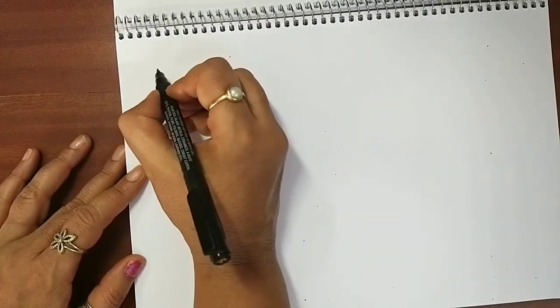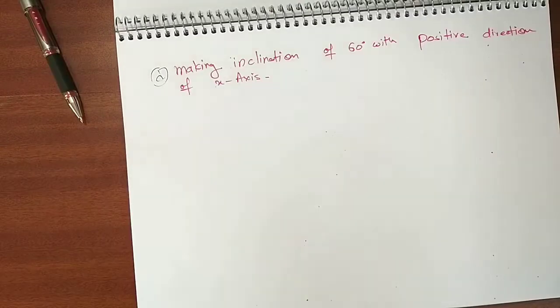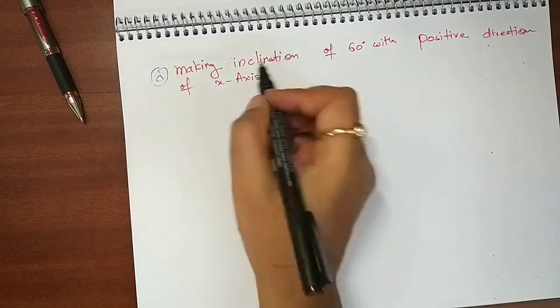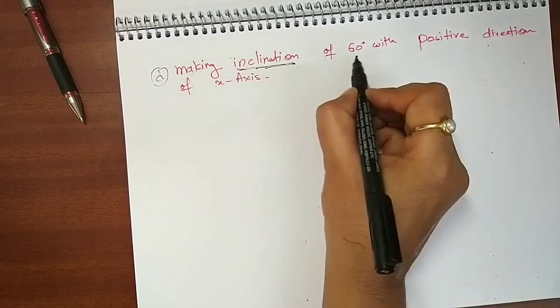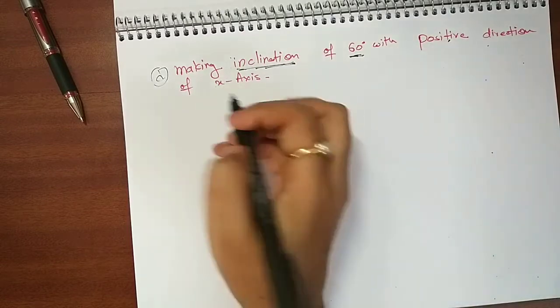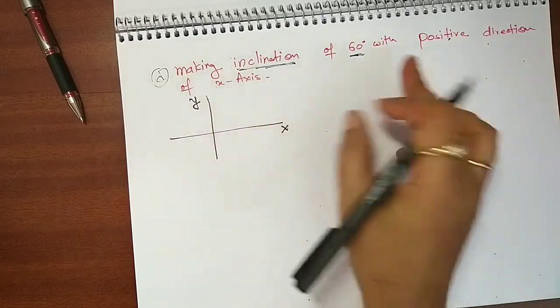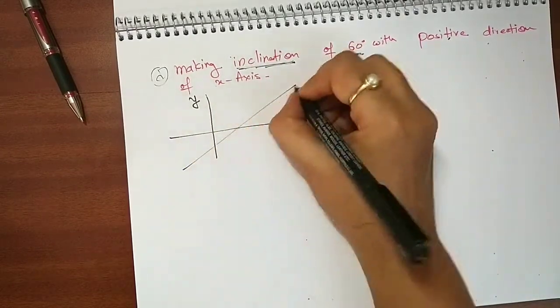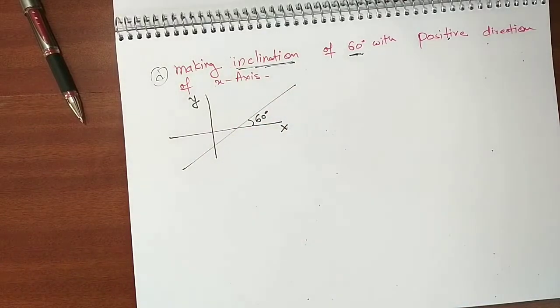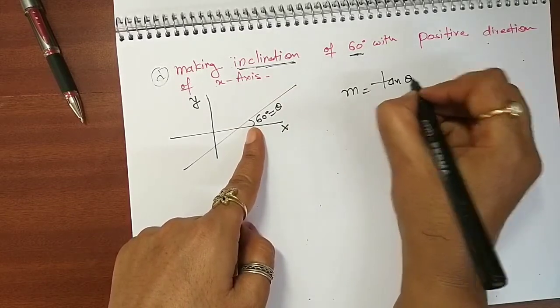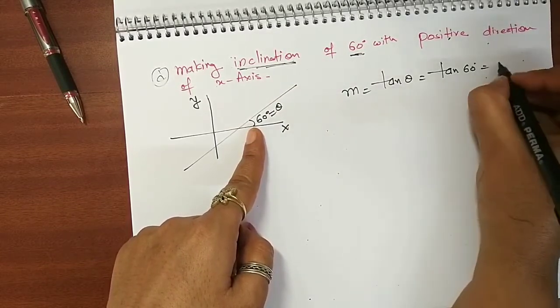There is one more part of it, which says, so this is the fourth part of the question, and it is saying it's making an inclination of 60 degree with the positive x-axis. So what is the slope? If I want to plot it, this is the x-axis, y-axis, and it is making 60 degree. So your line is something like this. Correct? So inclination is 60 degree. So what is slope? It is tan theta. So it will be tan 60, which is root 3.